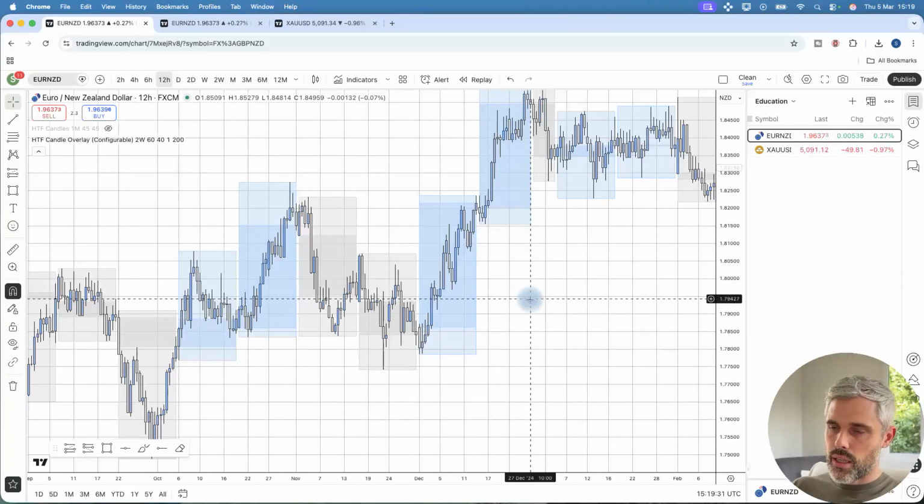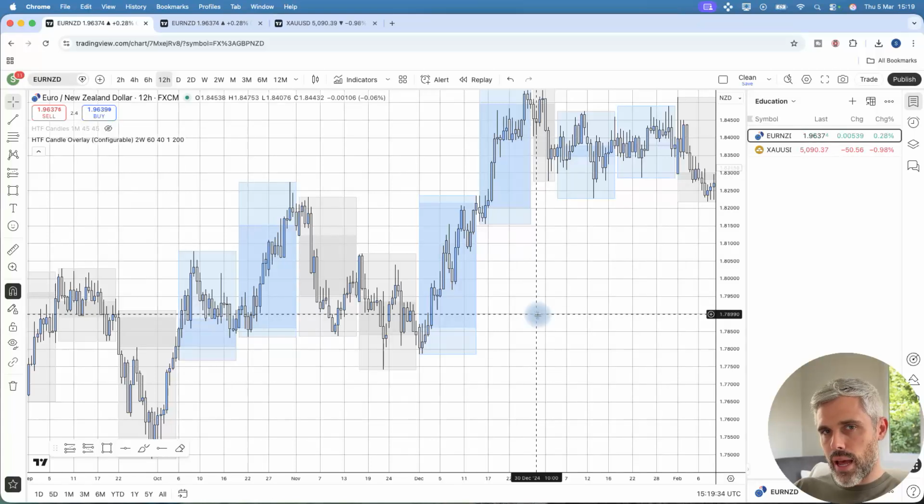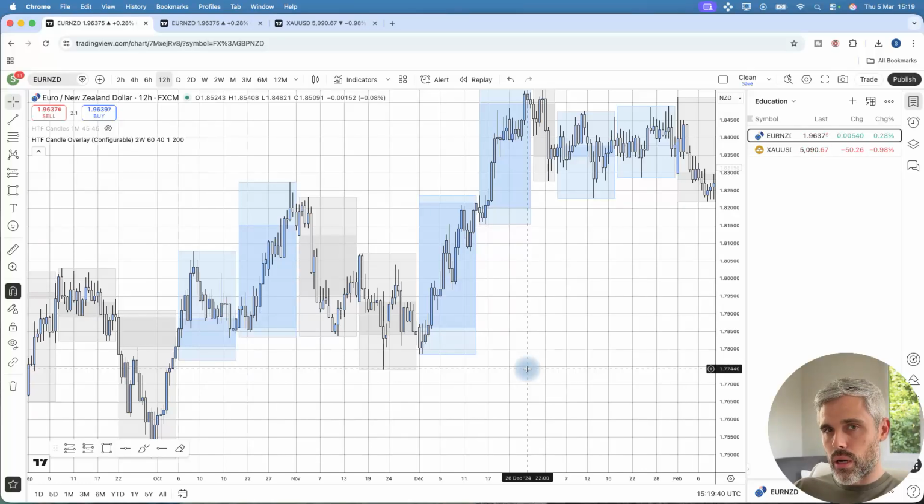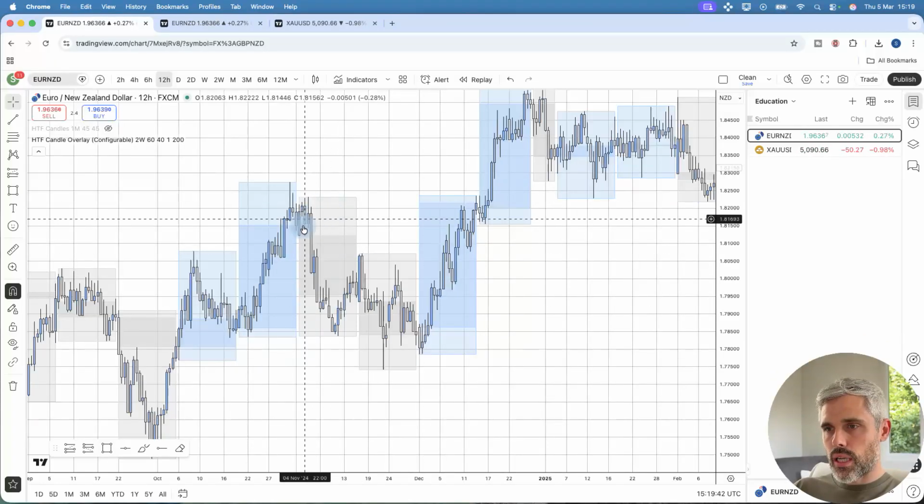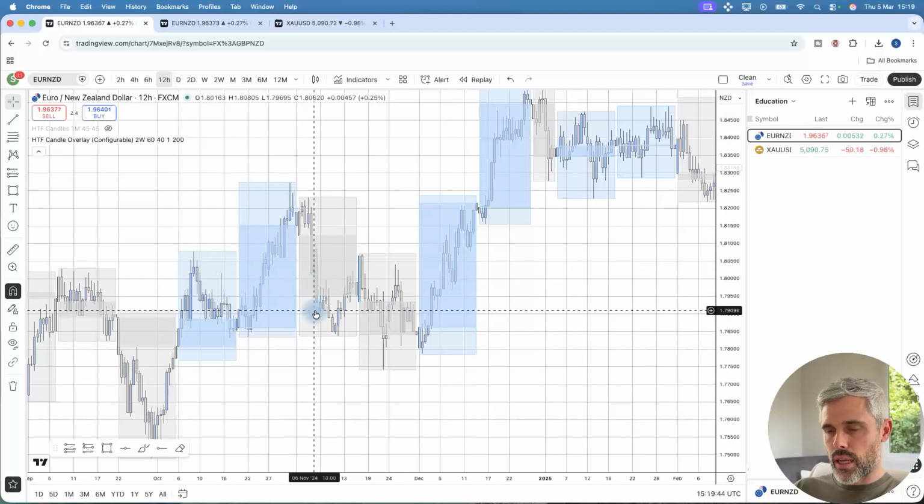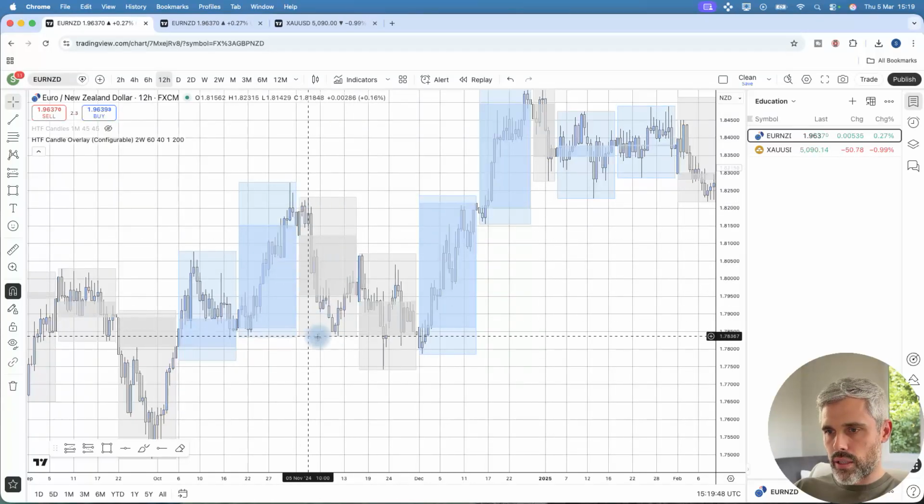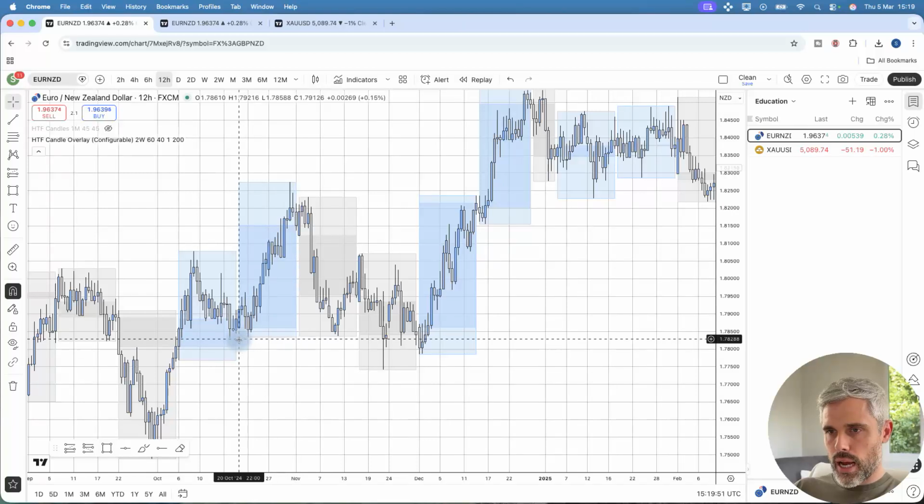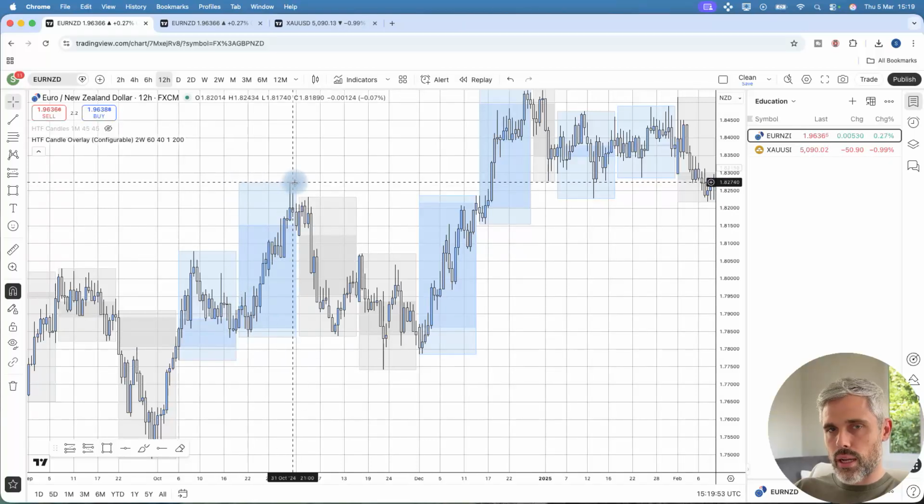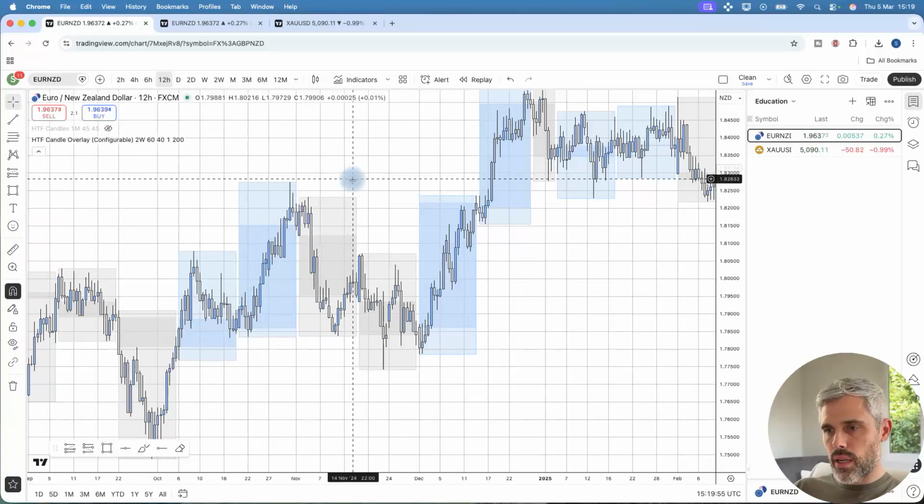And this is the key thing you need to look out for. It's called AMD, accumulation, manipulation, and distribution. This is literally how markets move. What you see here is that price prints an inside bar. You can see that the 2-week candle, the high and the low, does not trade outside of the previous 2-week candle's range. Then something happens.